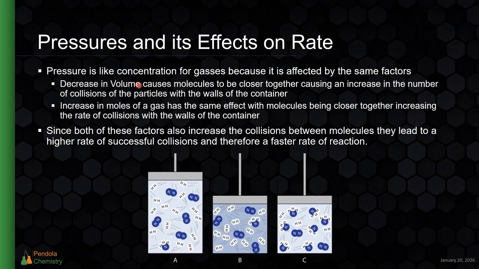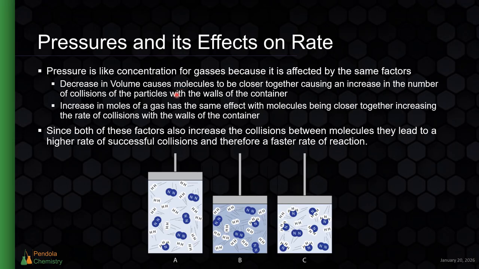If we decrease the volume of a gas, the molecules are going to be closer together. And we can see that right here with this piston. The decrease in the volume, which would increase concentration, also decreases the space between particles of reactants, creating more collisions, causing an increase in the number of collisions and therefore an increase in the number of successful collisions. It also causes an increase in the collisions with the walls of the container. And that's because pressure will also go up. When we decrease the volume of a gas, we're not only increasing its concentration, we're increasing its pressure.